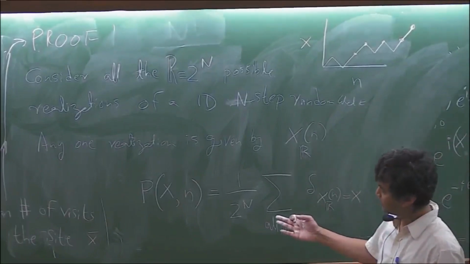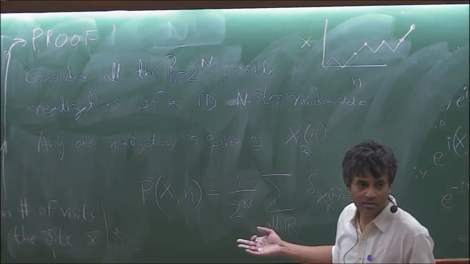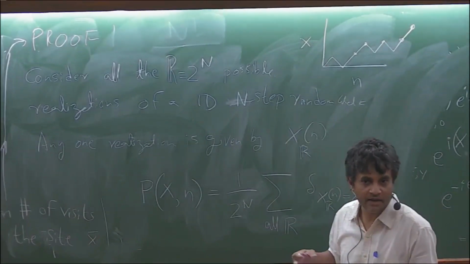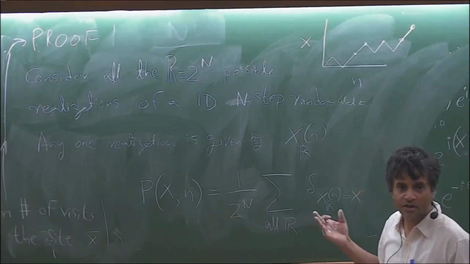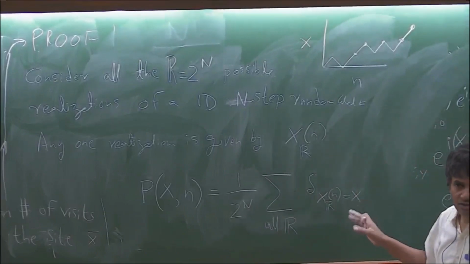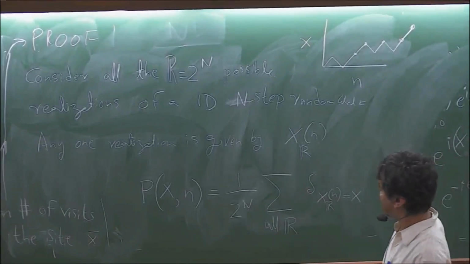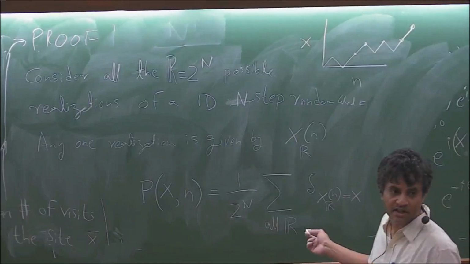Of course, this number is too large. Typically in Monte Carlo simulations, you will find that even a small number of realizations already gives good answers. But this is a strict equality, not an approximate result. This is strictly true. Okay, is this clear?